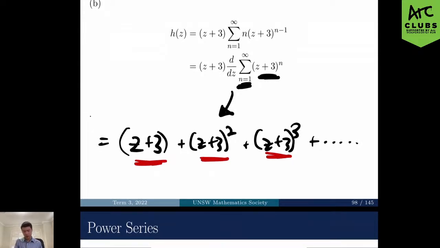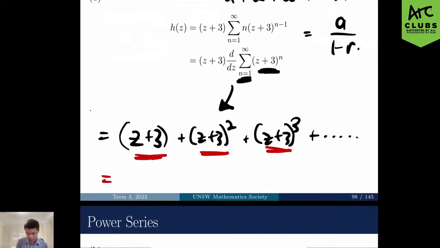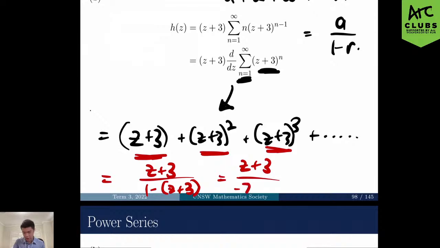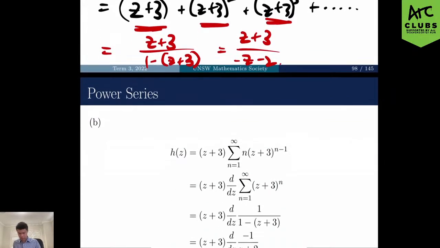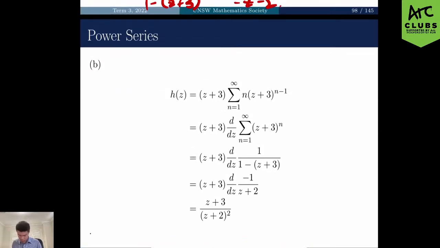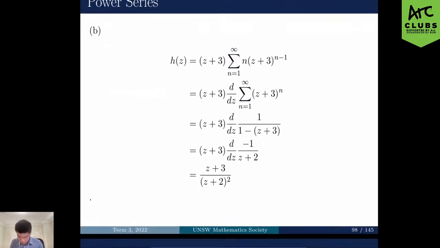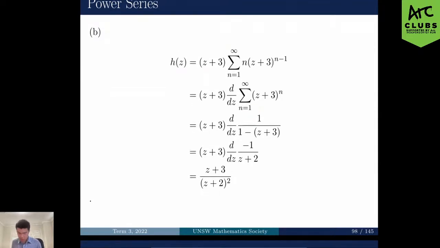And with any geometric series, if you remember from even maybe 2-unit maths in high school, the geometric series a plus ar and so on is equal to a divided by 1 minus r. So same kind of thing over here, you just take the first term, z plus 3, then you do 1 minus, in brackets, z plus 3, which is equal to z plus 3 on minus z minus 2. Seems there might have been a bit of an issue here, but we'll just continue down like this.